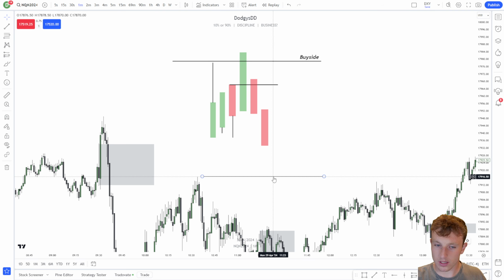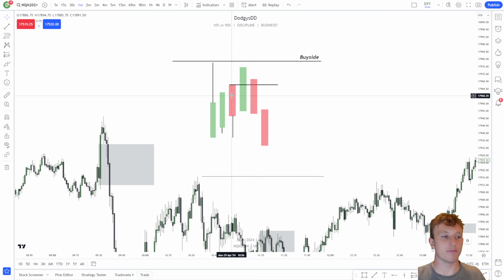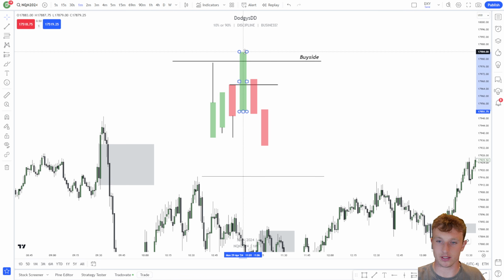We need to run stop losses to the lows now, okay? So it makes sense for this to be a breaker. This would be a mitigation block. You smart people are going to understand in about 2 seconds the difference between a mitigation and a breaker. This is a breaker, this is a mitigation. This is a breaker, this is a mitigation.